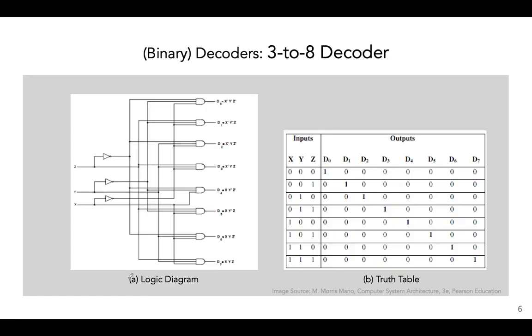Here is the logic diagram for the 3 to 8 decoder and the truth table for the same. Now you can see that this is the internal circuit consisting of the gates. We have 3 inputs, we have 8 outputs, and here we have the truth table for the same inputs and outputs.